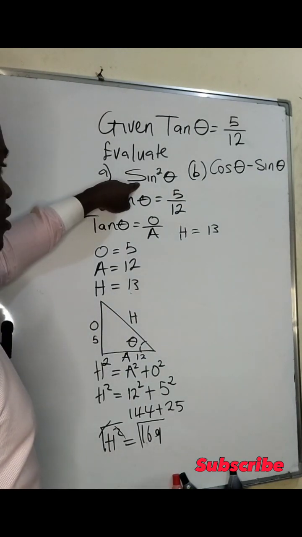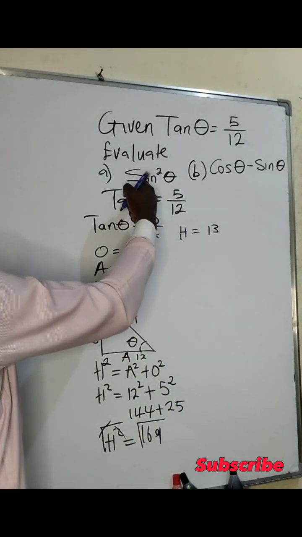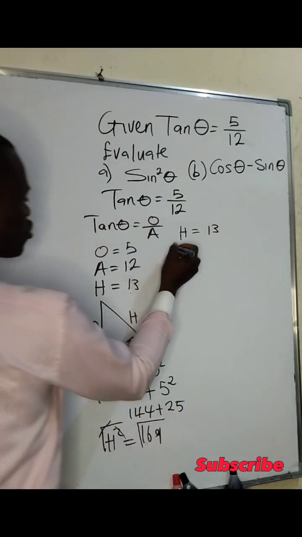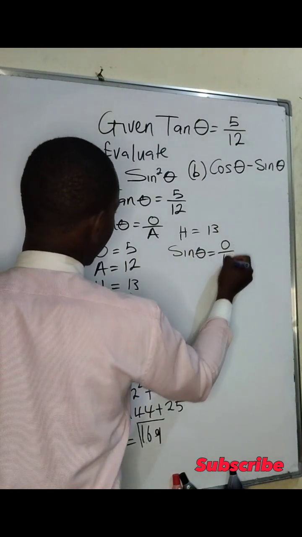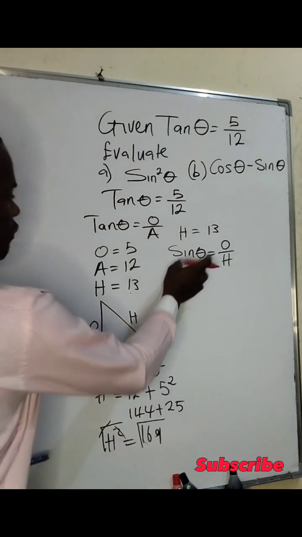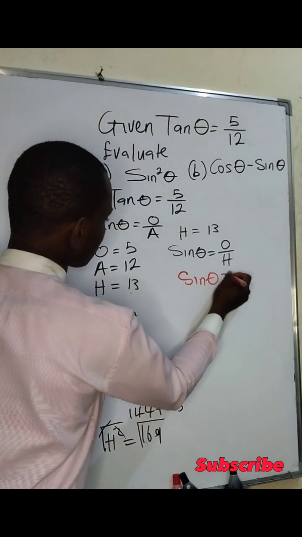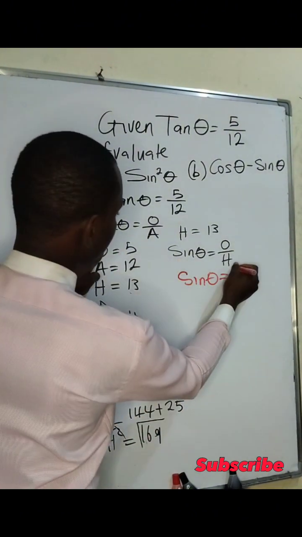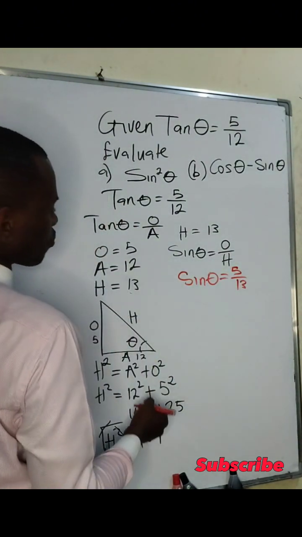So we can now solve this. Before we do, remember the trigonometric identity of sine theta. The trig identity of sine theta is opposite over hypotenuse. So the value of sine theta should now become opposite, which is 5, over hypotenuse, which is 13. We write it here.